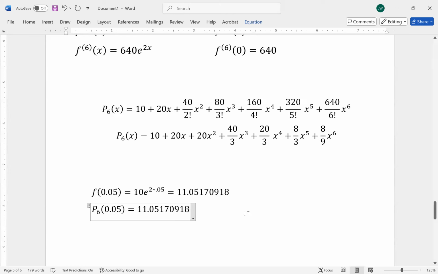Now, I want to be clear. This is what the calculator gave me out. If I would have gone out more decimal places, eventually these two values would have differed by a little bit. But as we can see, out to 8 decimal places, these two are the exact same numbers. So this gives me a very good approximation when we are close to 0.